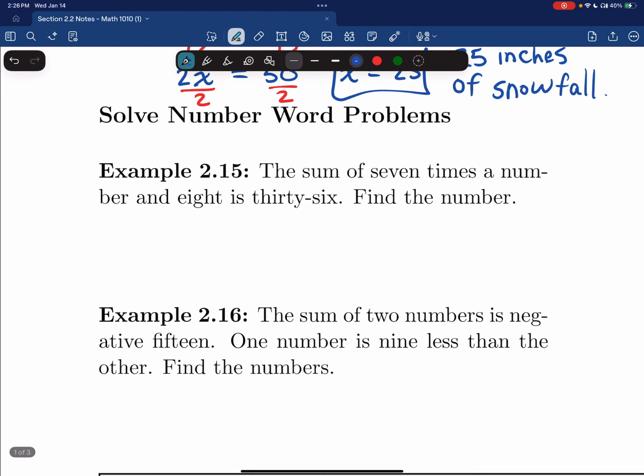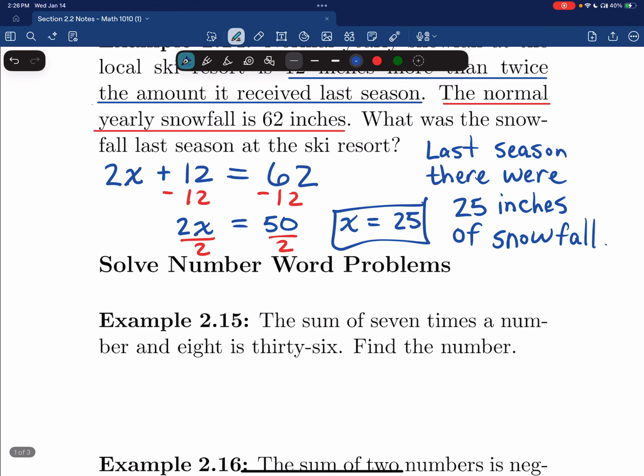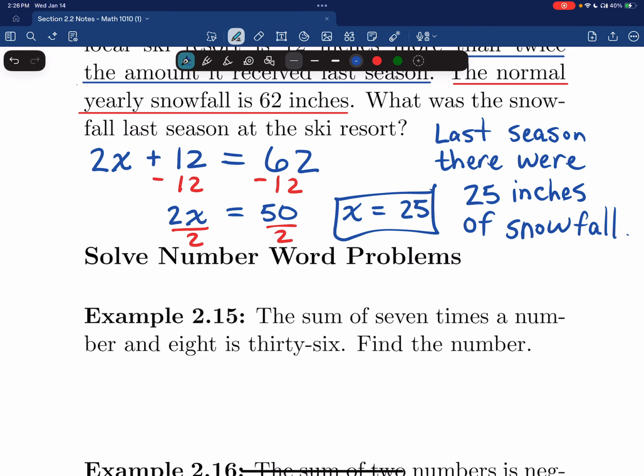Great. Let's move forward. So now we're going to talk about solving number word problems. Now you'll recall really quickly that when you add two things together, their result is called the sum. When you subtract two things one from another, their result is called the difference. When you multiply two things together, their result is called the product. And when you divide one thing by another thing, that results in a quotient. So sum, difference, product, and quotient are very important words as we move forward.